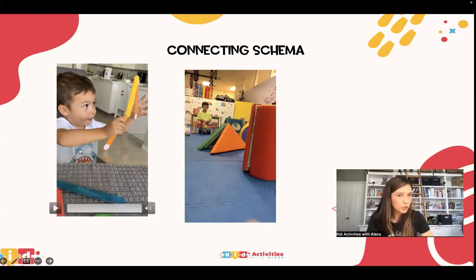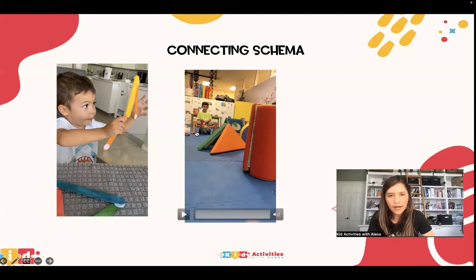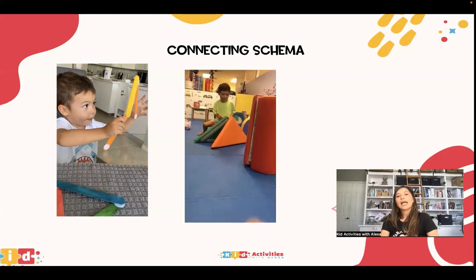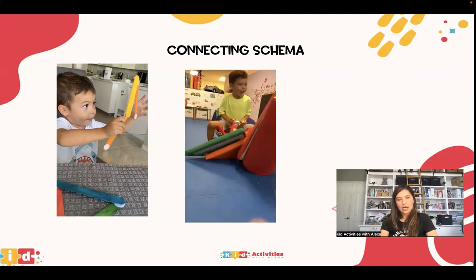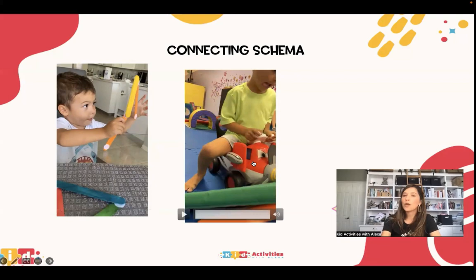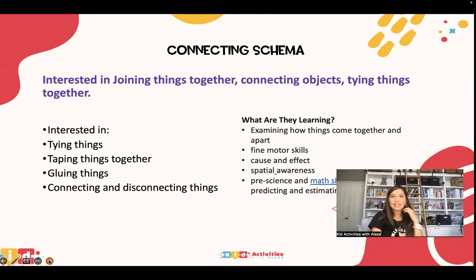So he was 2 years old. He is 4 now, and this is what we're going through right now. You are connecting and you are disconnecting. So you are Bob the Builder and you are Bob the Destroyer. And this could get annoying when they're also bumping and making loud noises. The connecting schema is interested in joining things together, connecting objects and trying to put things together.